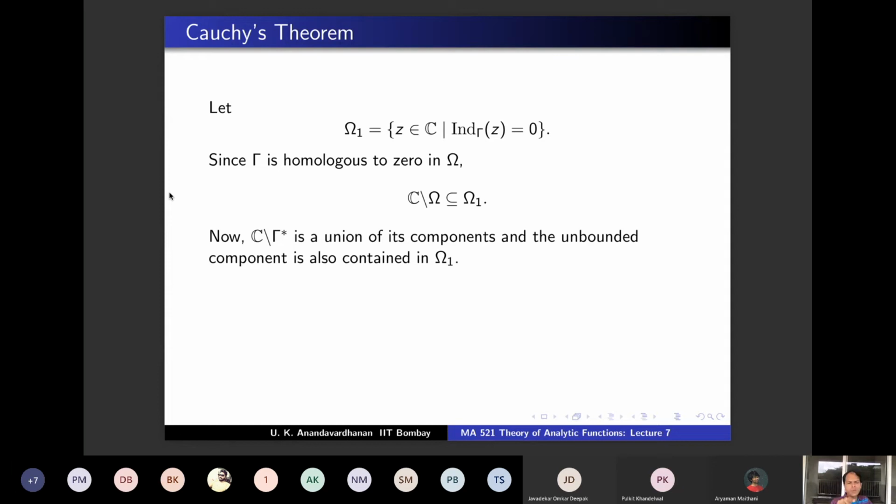So the unbounded component of each of these gamma stars will be a union of small gamma stars, and in the unbounded component of capital gamma star, there also the index is 0. This is a property of the winding number. It was obvious because the winding number has the term integral dw by w minus z, and z is going to infinity, right? So you can take z large enough so that the integral is 0. The denominator is increasing, so the integral is 0. And on a component it's a constant, therefore everywhere it's 0 in that component. So the unbounded component is also contained in omega 1. So indeed, this is the reason.